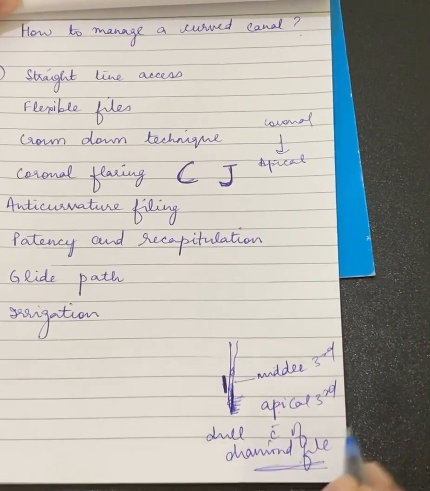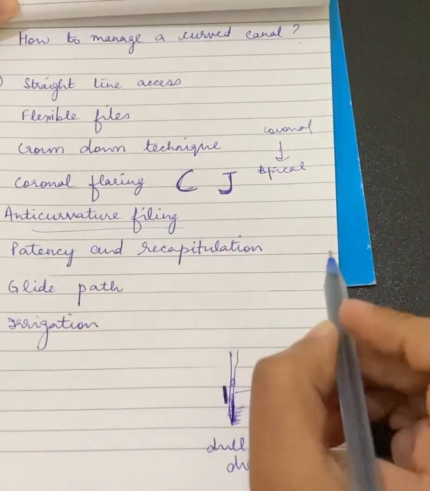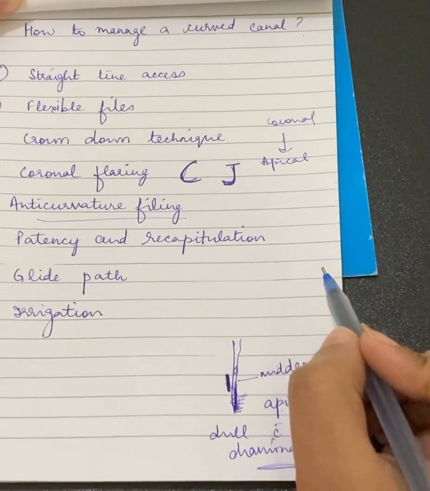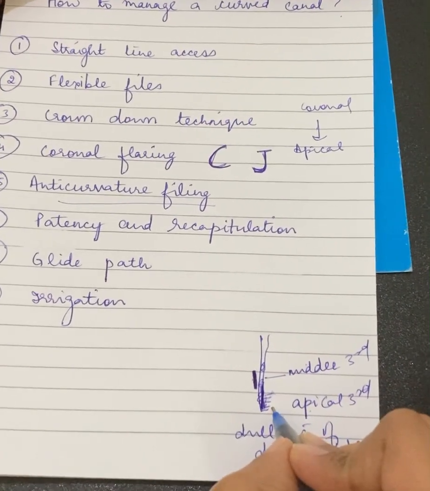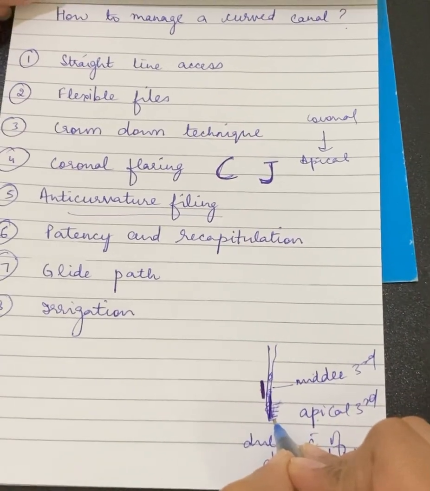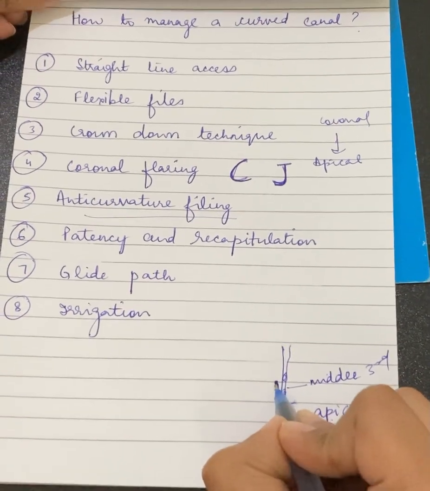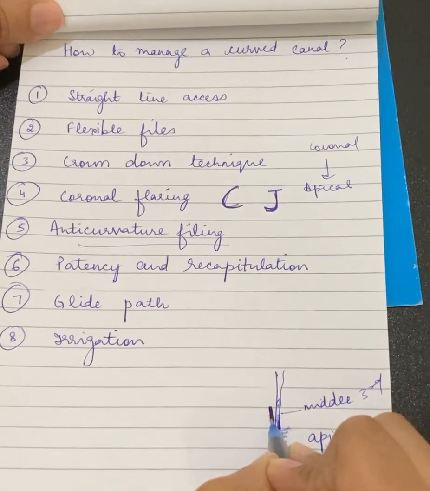diamond file. So this anti-curvature filing is an important filing technique which is to be followed in a curved canal. First, in the apical third, the outer surface flutes have to be made blunt, and in the middle third, the inner surface flutes have to be made blunt.